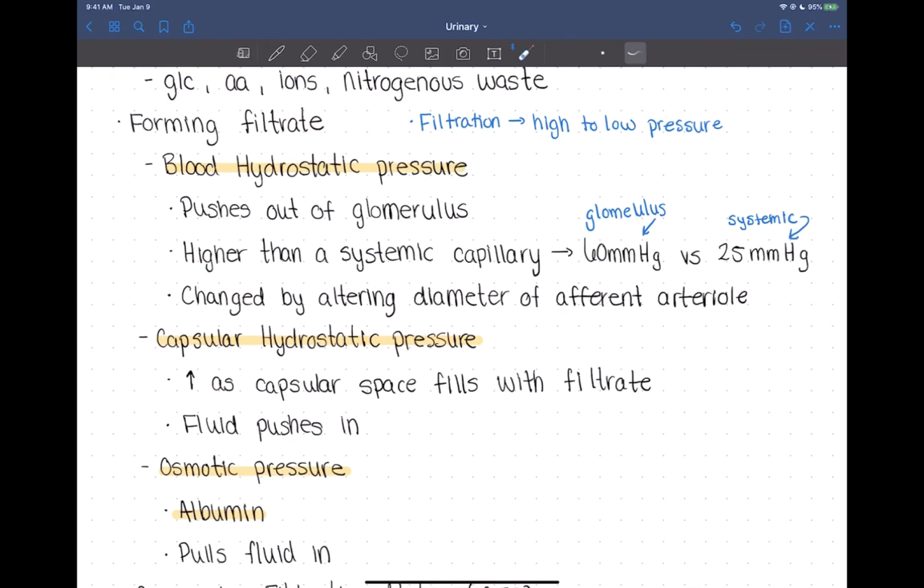So you can adjust the diameter of this arteriole, because it has a lot of smooth muscle, to change that pressure. And that would be the blood hydrostatic pressure.